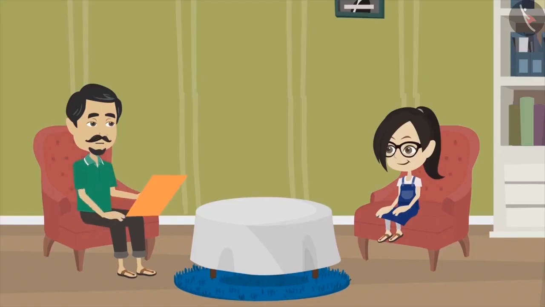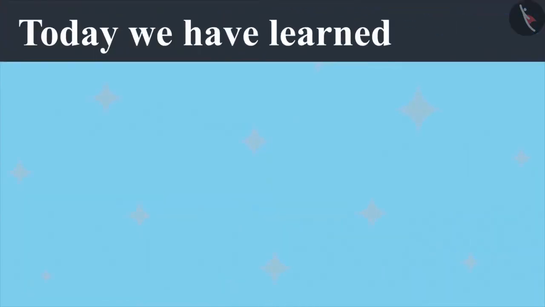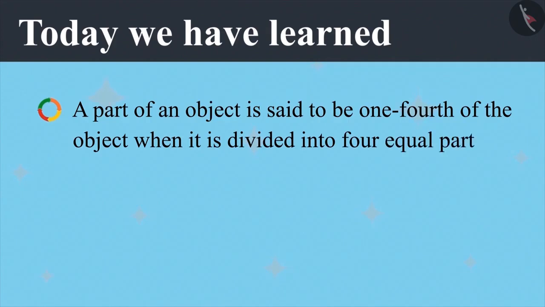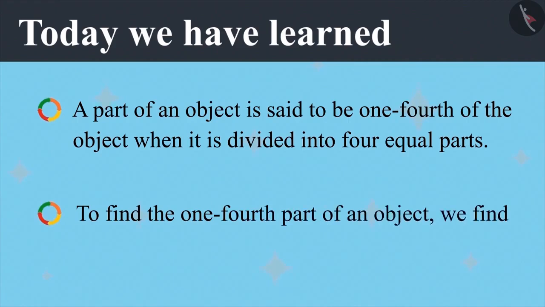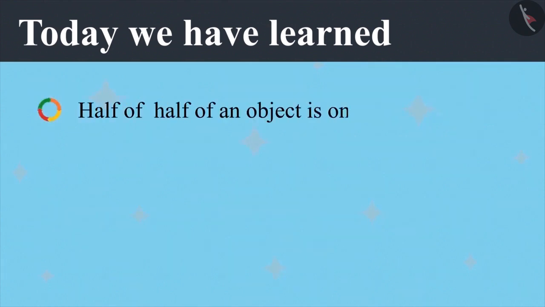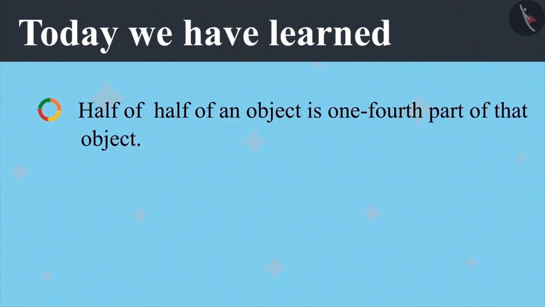Yes, Vandana. Today we have learned a part of an object is said to be 1/4 of the object when it is divided into 4 equal parts. To find 1/4 part of an object, we find half of the half of an object. We can also say that half of half of an object is 1/4 of that object.